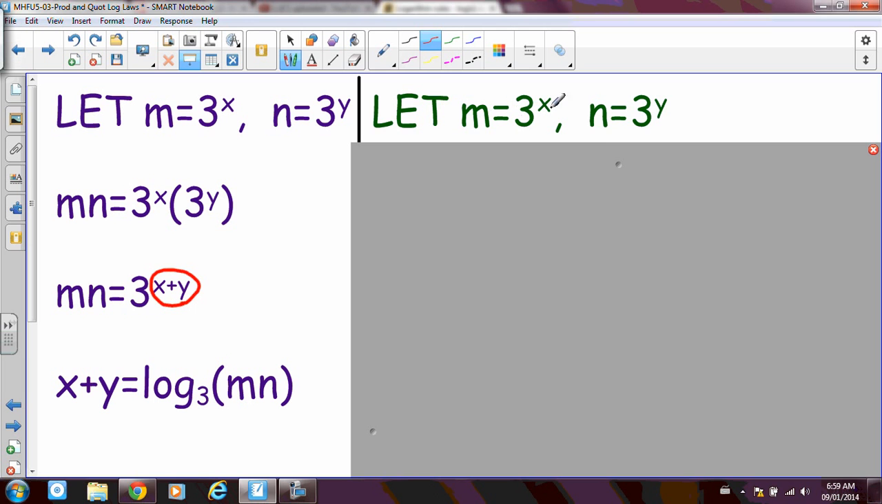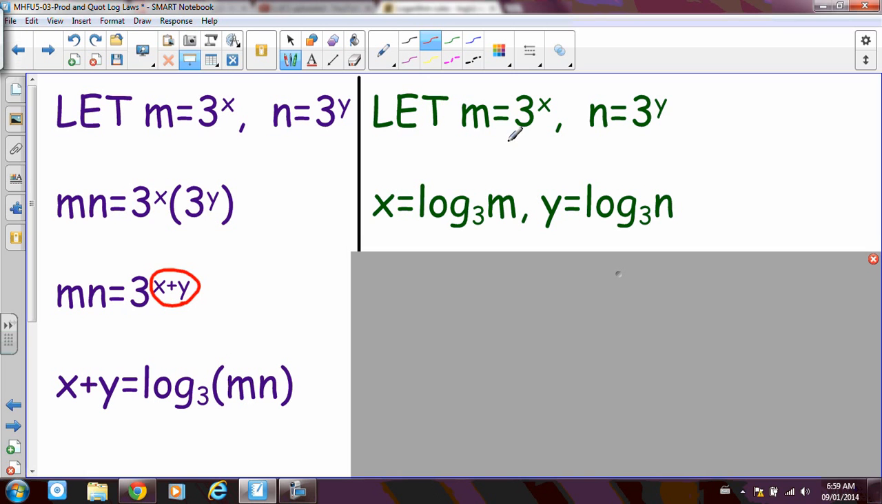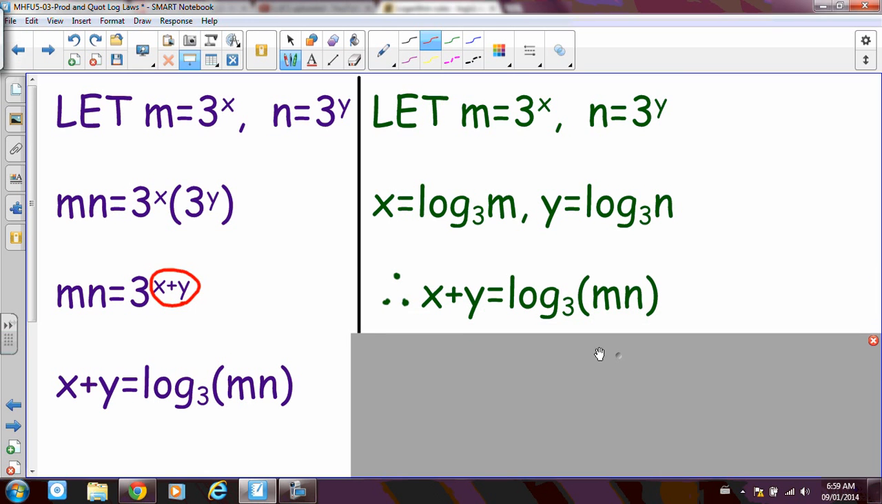So we already said we're going to let m be this and n be this from before. Well, based on what we know of logarithms, that means that x equals log base 3 of m, and y equals log base 3 of n. That's, again, by definition what the logarithm is. The log is the exponent, so this thing is exactly the same as the exponent. Since we saw from before that x plus y is equal to log base 3 of mn, we've already shown that that is true given m this and n that.